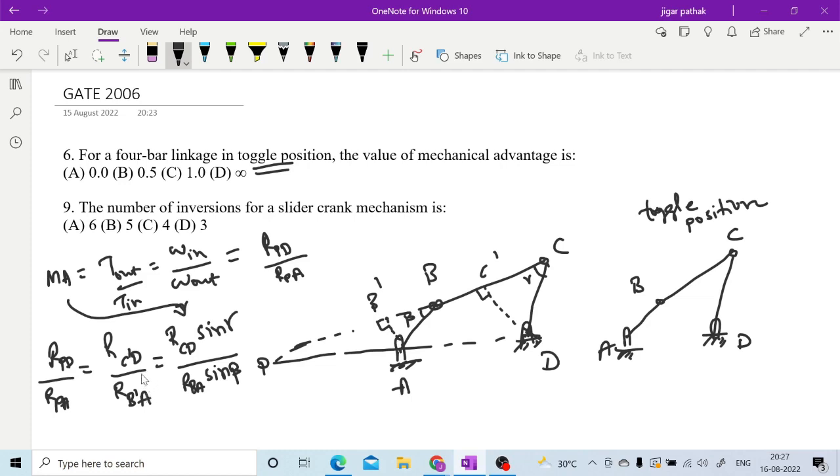And as you can see here, what is happening is this particular beta is becoming 0 or 180, you can say, in the toggle position. So if this beta is going to become 0 or 180, then we will have again the answer as infinity. So here also your answer infinity is the correct for this mechanical advantage.